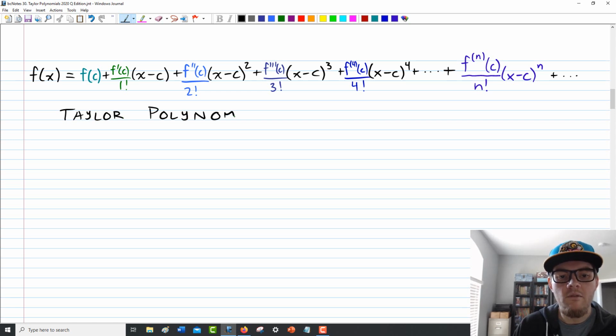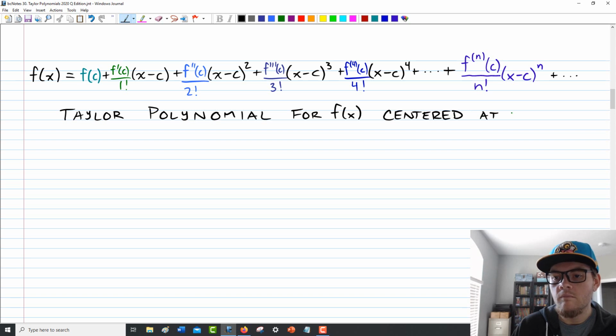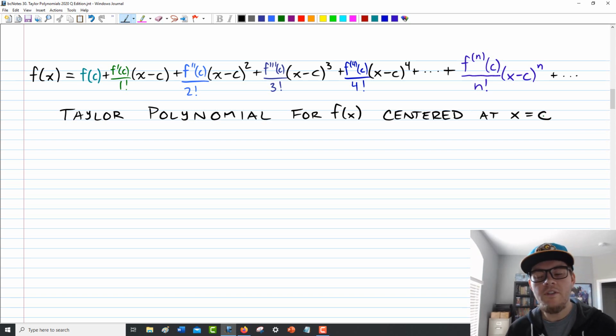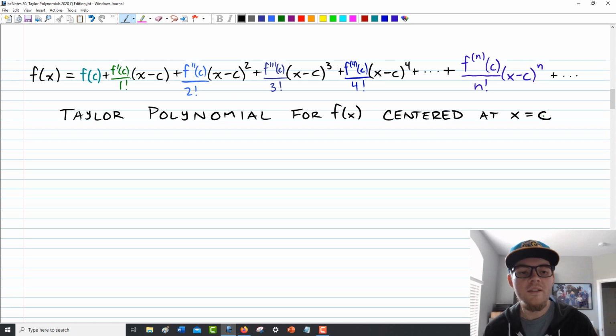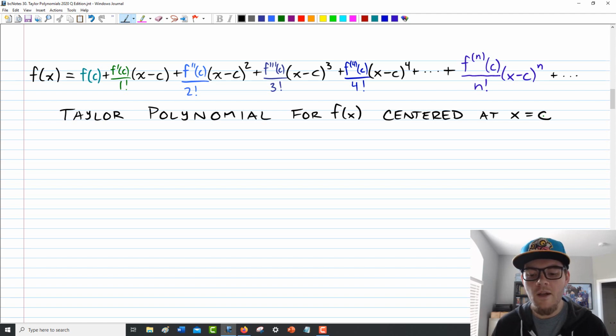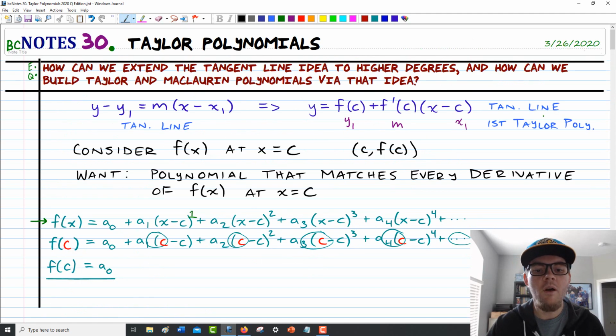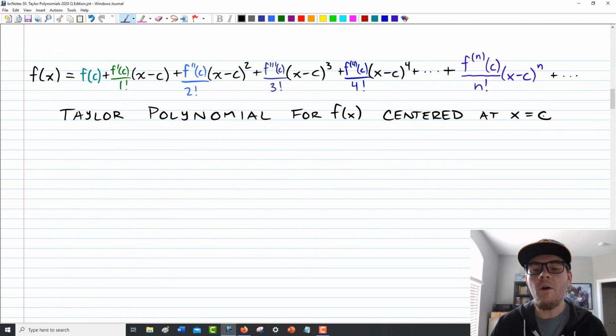I should have had this massively written out ahead of time. It's the Taylor polynomial for f of x centered at x equals c. So now, let me first say this. Having done this one time, you'll never have to do this derivation again, ever, at any point. Obviously, we'll differentiate and stuff, but you'll never have to do that massive set it equal to this polynomial, check term by term. That part's done.